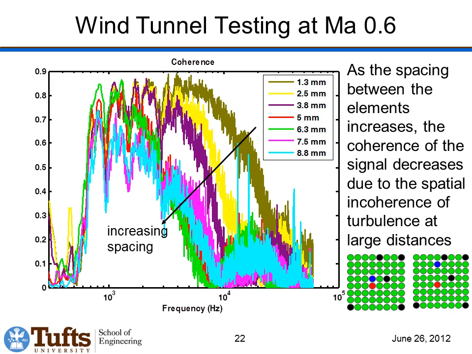Here's another thing we can do. We can look at two elements and look at the coherence between those signals and move them further and further apart. Turbulent structures are coherent over short spatial distances, but as the distances get larger and larger, there's more and more incoherence between the signals. This is exactly what we see. If we have two microphones that are one pitch apart, about 1.3 millimeters, we see higher coherence, and then as we go to larger and larger distances, the coherence between those elements drops.